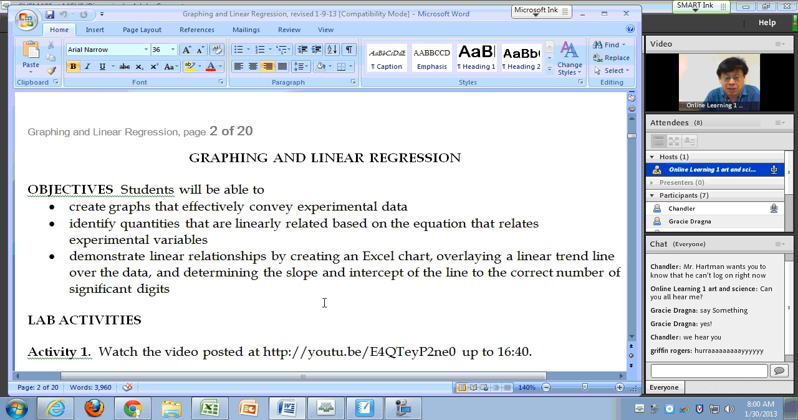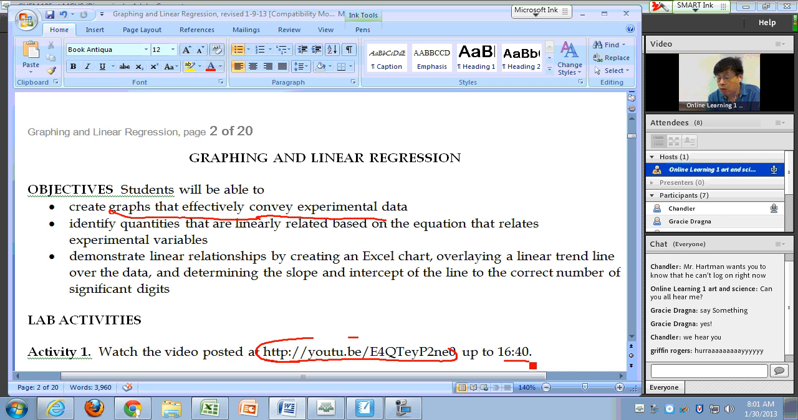So graphing and linear regression. The things you're expected to learn from this activity are, number one, you need to be able to create graphs that effectively convey experimental data. Okay. And this link right here to a YouTube video, I suggest you watch this after class or when you get home because you can get to this at your school. So watch it up to the 17-minute mark. Okay, so that just discusses the kinds of things that are expected in a graph, a typical XY graph that we're going to be talking about today.